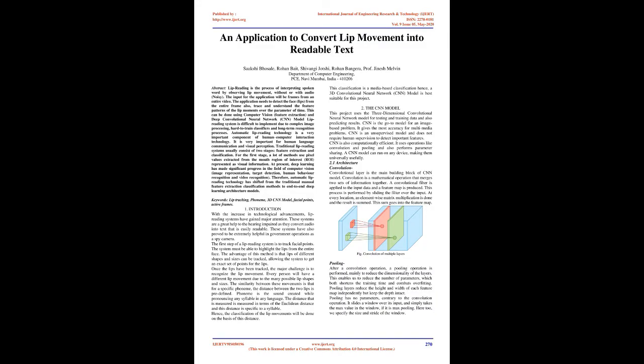An application to convert lip movement into readable text. Abstract: lip reading is the process of interpreting spoken word by observing lip movement, with or without noisy audio. The input for the application will be frames from an entire video.